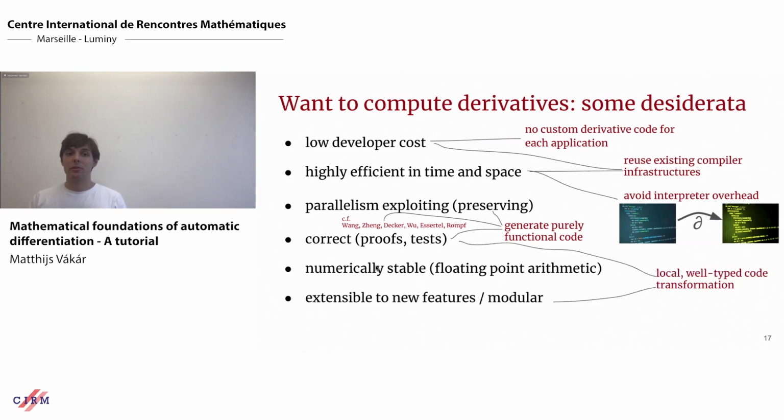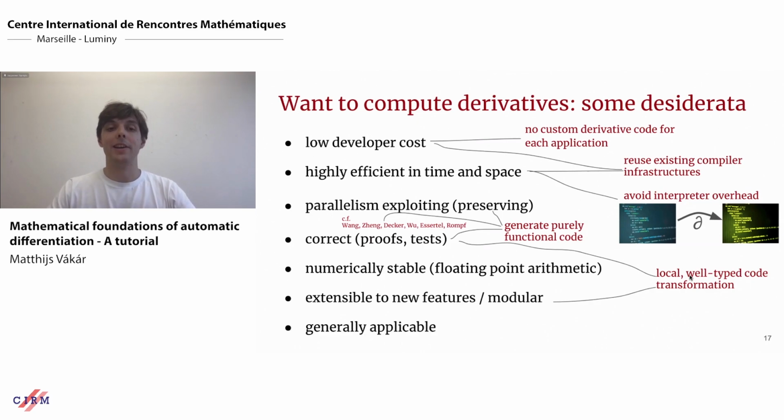Then we want the algorithm to be extensible to new features, modular. And this talk achieves that by looking at local well-typed code transformations. And that sort of code transformation will also make it easier to prove that the transformation is correct. And finally, I would like this technique to be generally applicable.